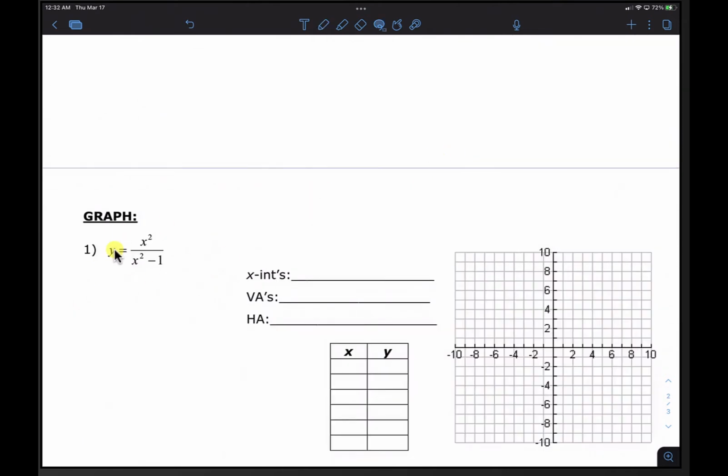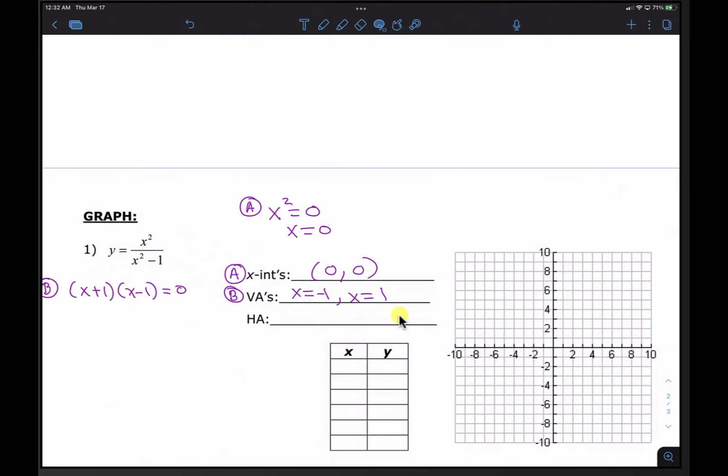All right, let's look at problem 1 here. We have y equals x squared divided by x squared minus 1. In step A, we want to find the x-intercepts. So we set the numerator, which is x squared, equal to 0. So if x squared is 0, then x is going to be 0, and that makes the entire fraction 0. So when x is 0, y is also 0. So your x-intercept is (0, 0).